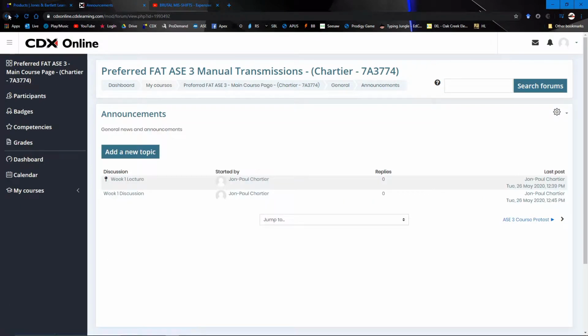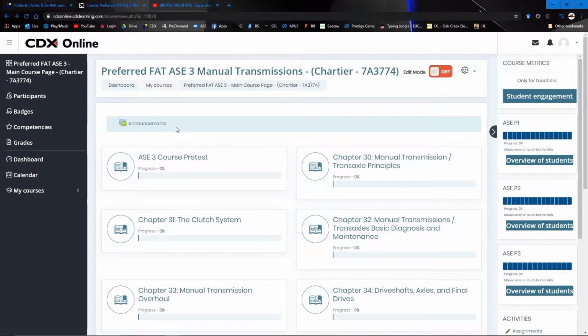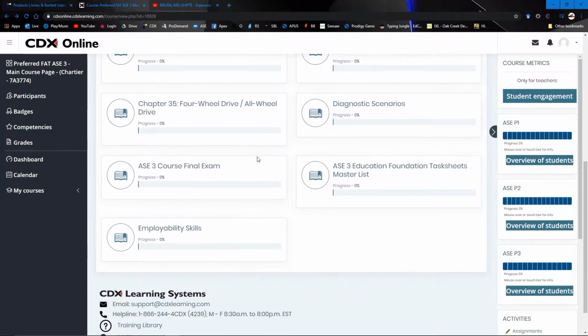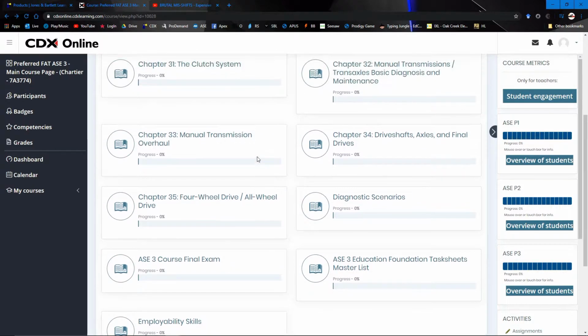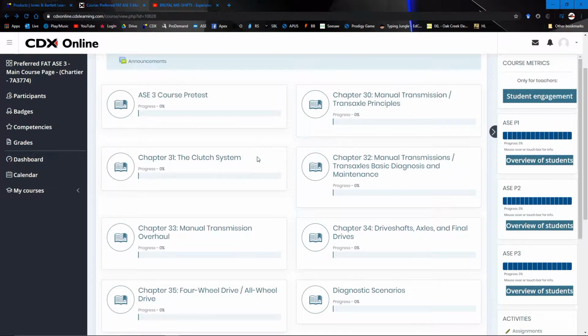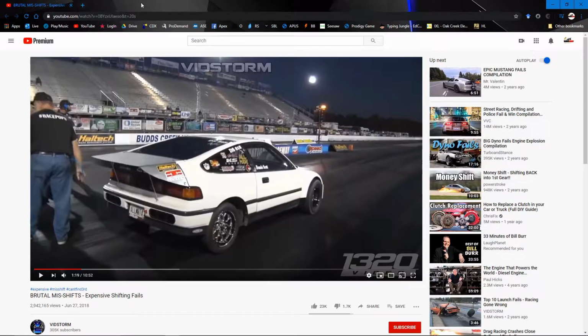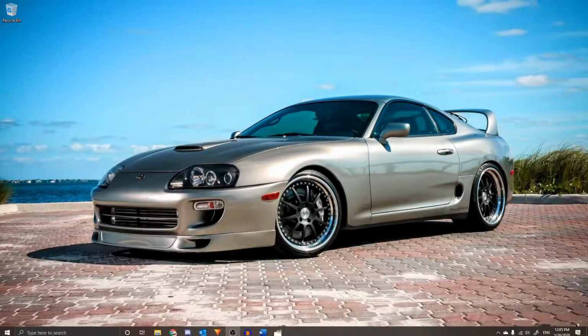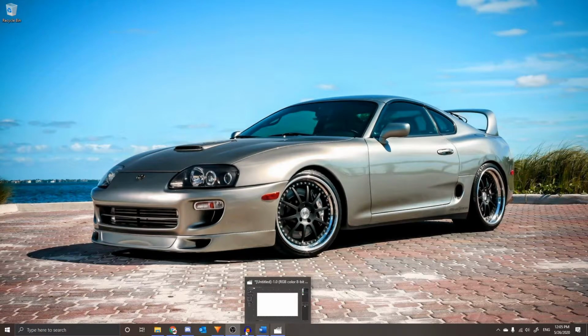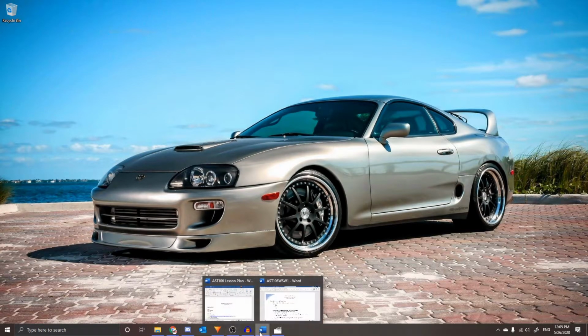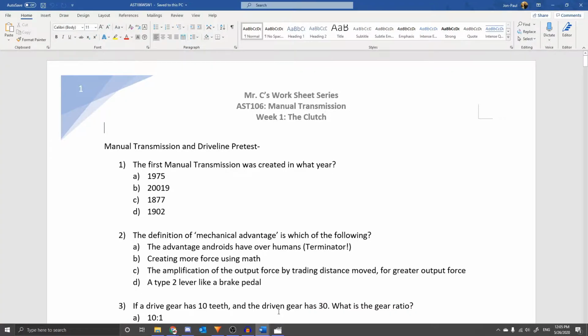In addition to that, the good news is this module is rather short. 1, 2, 3, 4, 5, 6 chapters, and each one is really short, so this won't take you very long. Alright, that's enough about that. We'll come back to that in a moment.